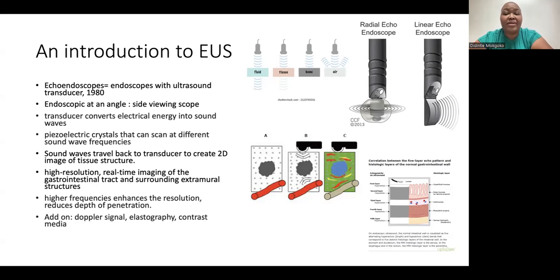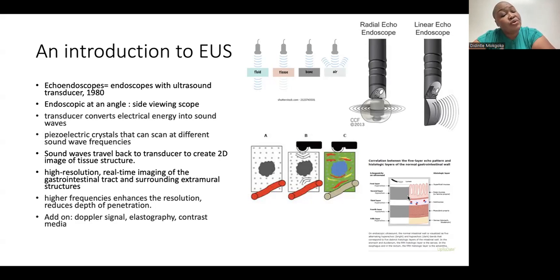Of course, now we're able to get really high resolution real-time imaging of the GI wall, and we've got higher frequency ultrasonography and transducers, which is called the mini probe, that actually are able to give you much higher depth and much higher resolution of the GI wall.